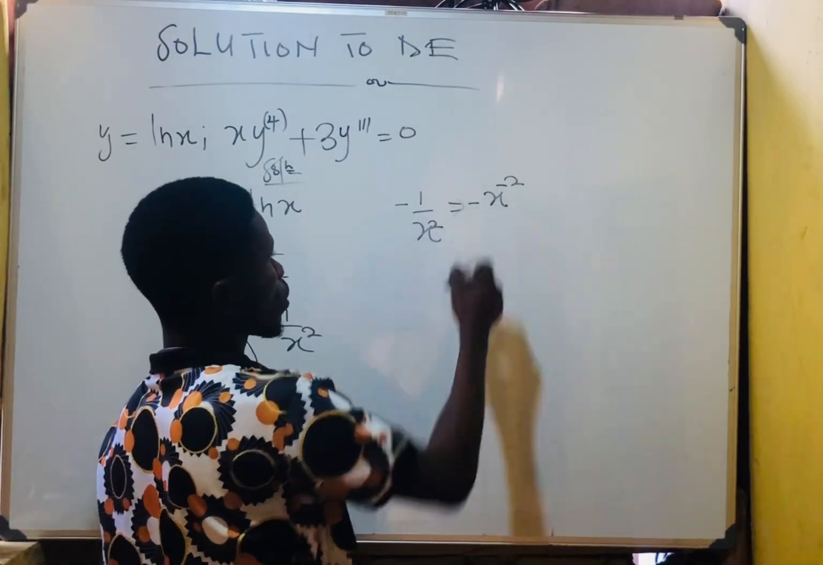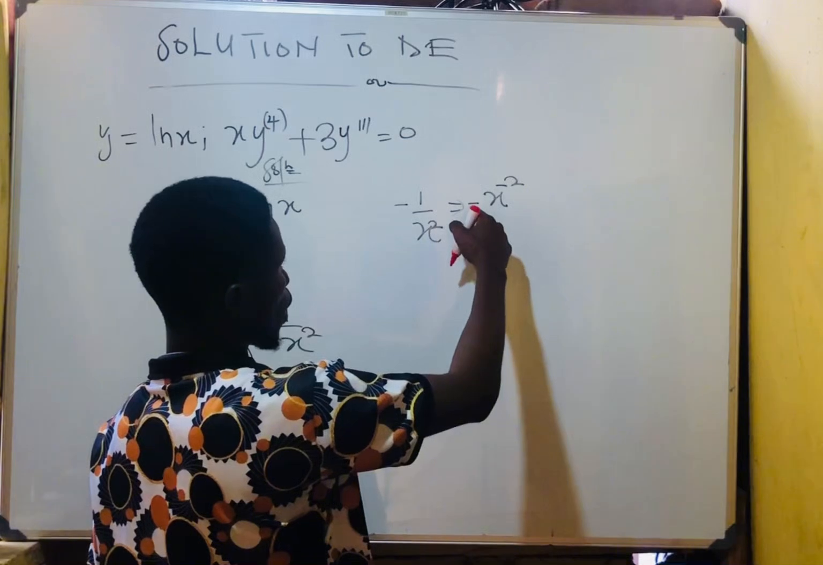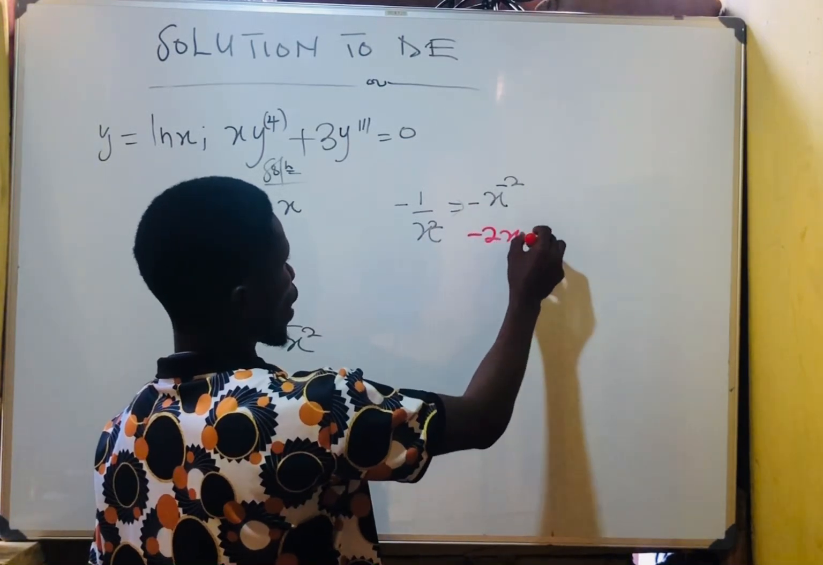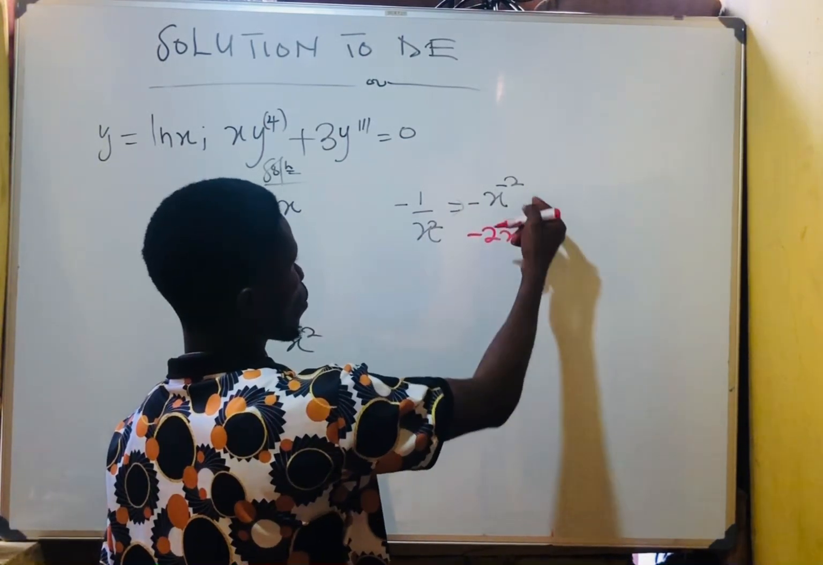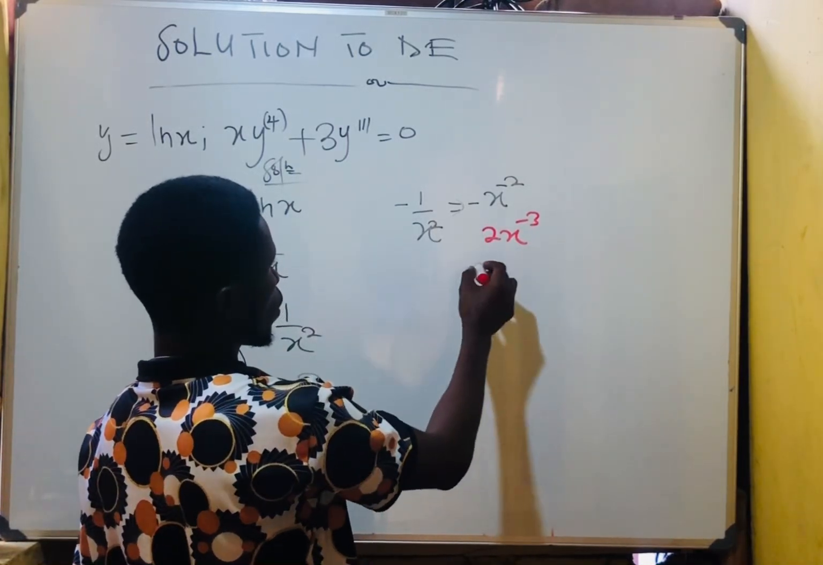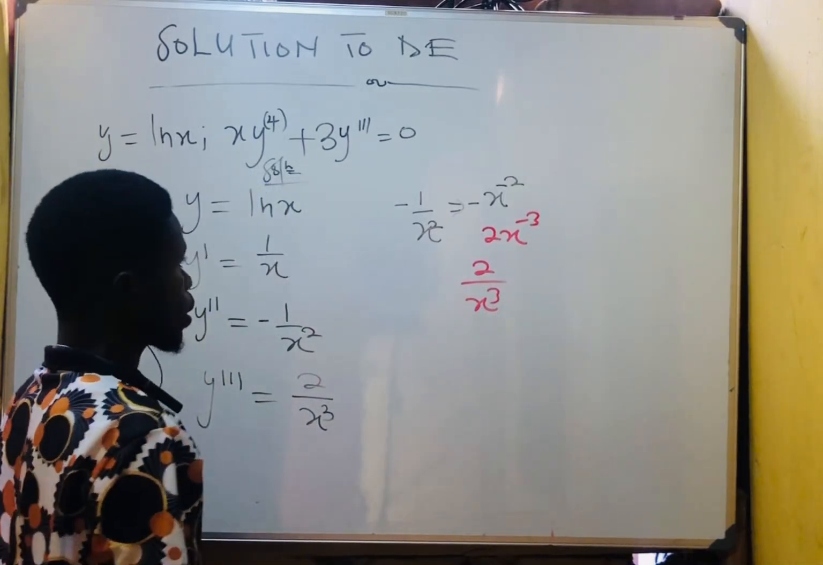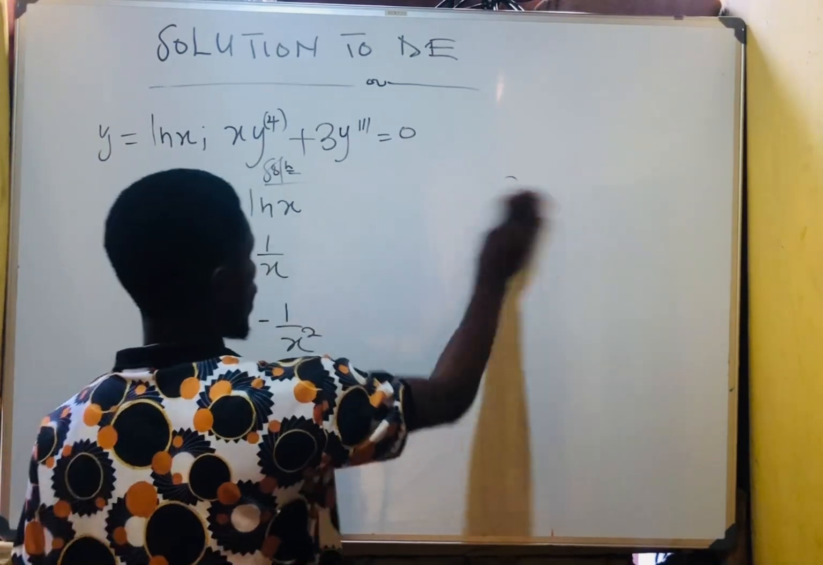So looking at this one, this multiplying it will give us positive 2x to the power what? Negative 3, because we subtract 1 from it, that gives you negative 3. So that gives you 2 over x to the power 3. So that is correct. Then let's look at the last one.